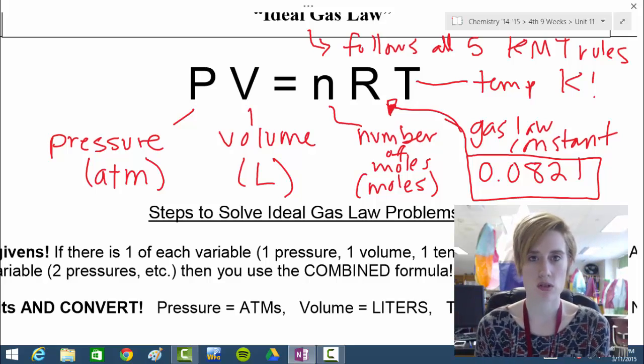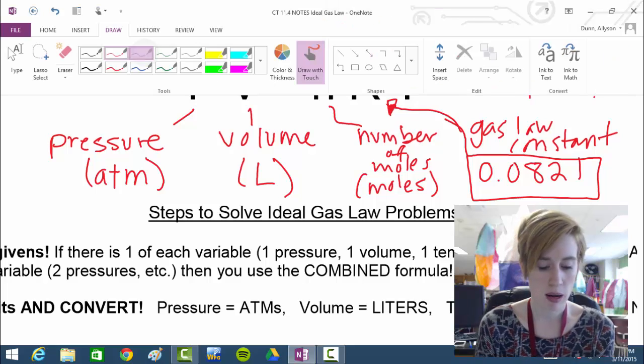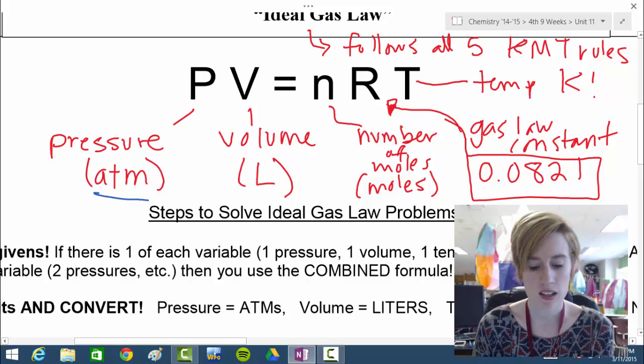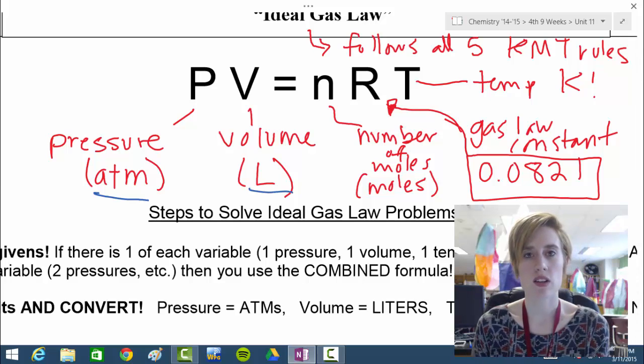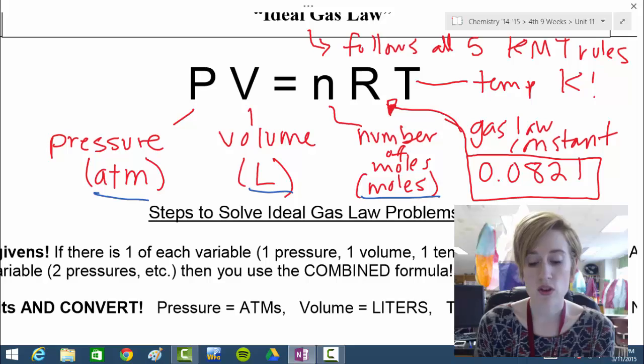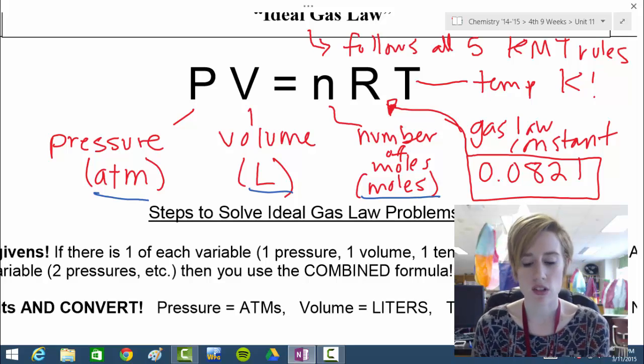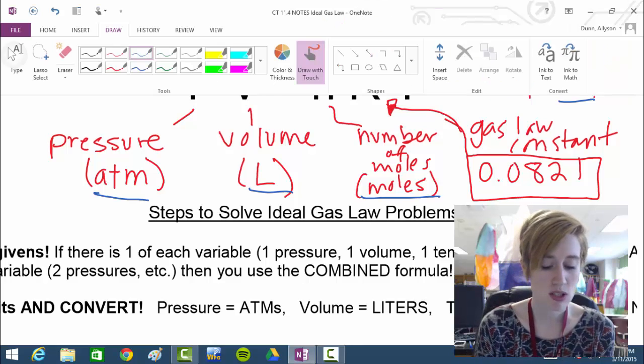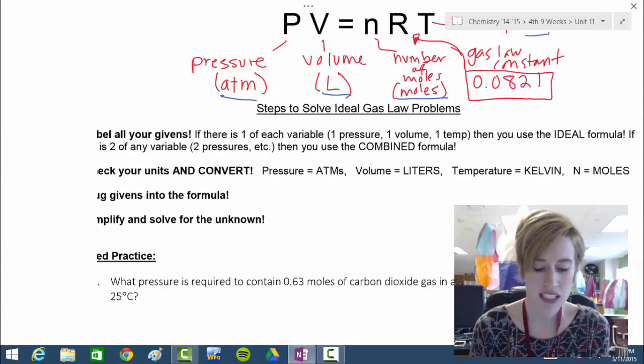So guess what happens if you're not given any of these units? You have to convert. For example, what happens if I give you millimeters of mercury instead of ATMs? You have to convert. What if I give you milliliters instead of liters? You have to convert. What if I give you grams? You have to convert to moles. What if I give you Celsius? You have to convert to Kelvin. Every time you have to have those units. So let's get started. Let's dive right on in.